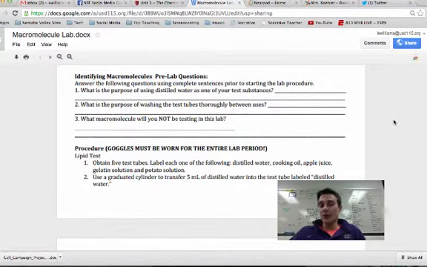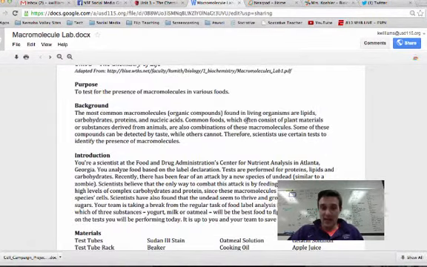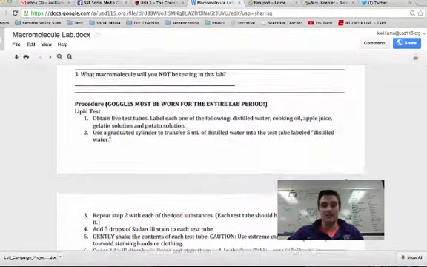What's the purpose of washing the test tubes thoroughly between uses? Why is it important to start off each time with a clean, freshly washed test tube with nothing else inside of it? And finally, what macromolecule are you not testing for in this lab? And that can be found right up here. Okay, oops, sorry, not right there. But tests are performed for proteins, lipids, and carbs. Which of the four is missing?